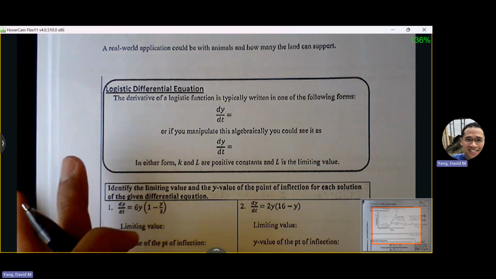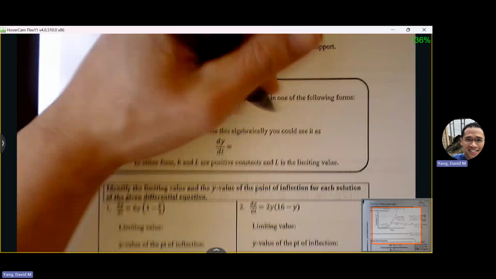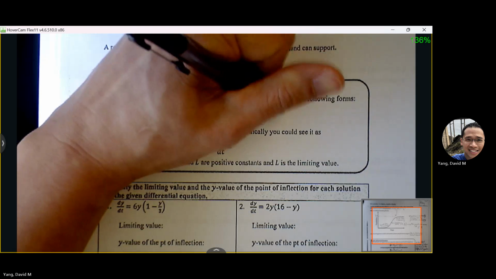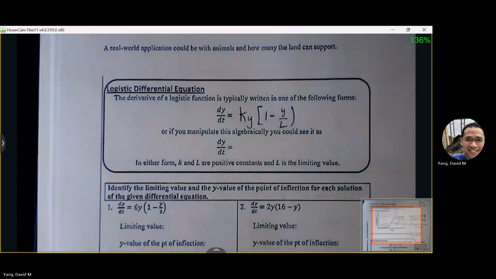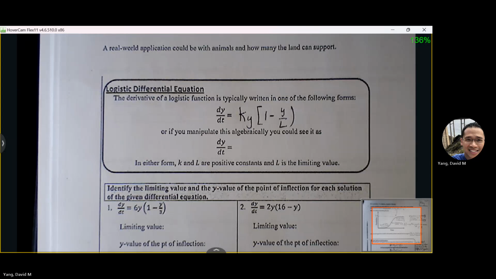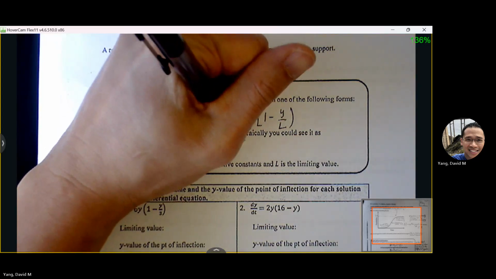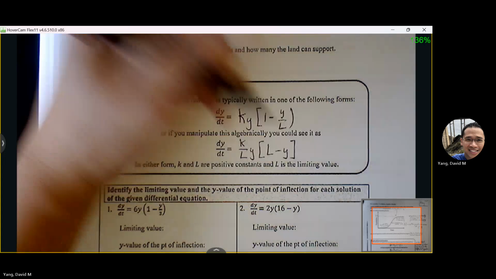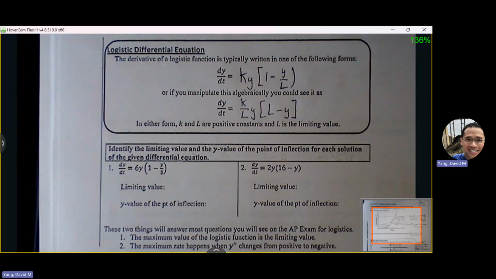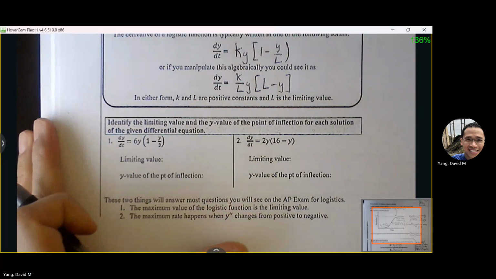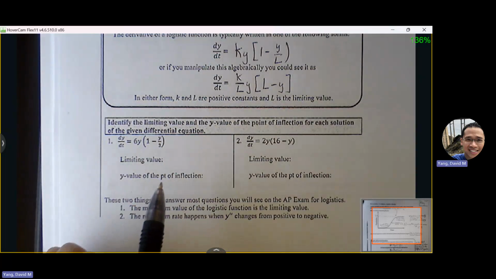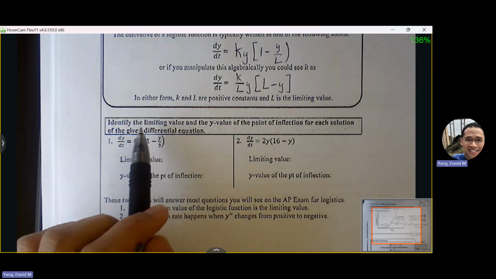Let me write down those formulas again. We can reference them in our examples. Now, K is just going to be some constant that we may or may not have to involve when we identify values. So let's read the directions here.